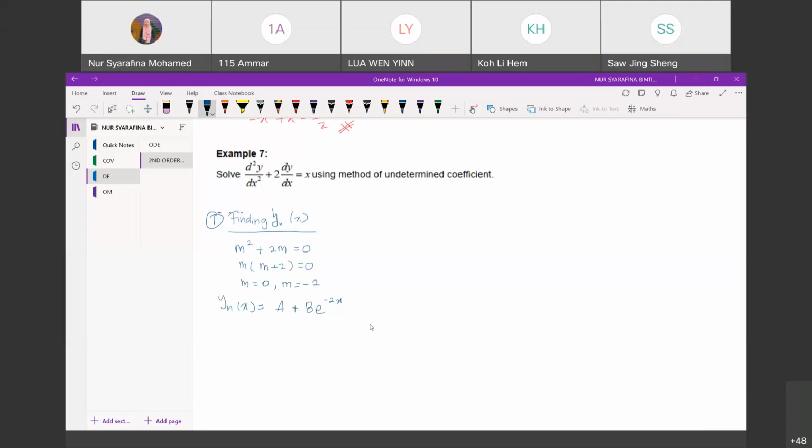Right, now for YP(x), look at the right hand side function. First, your f(x) equals x. Then your YP(x) should be x to the power of r. This is a linear function, so you just have c1x plus c0. Since this is linear, the general form of your YP must follow linear. So it is c1x plus c0.